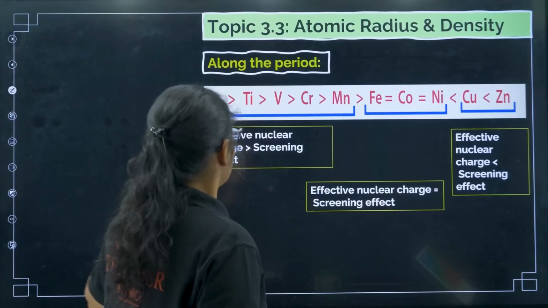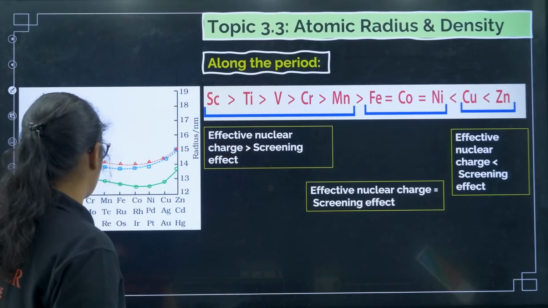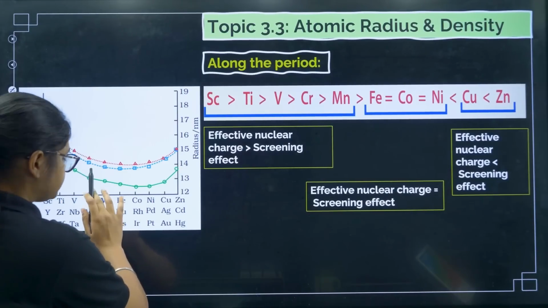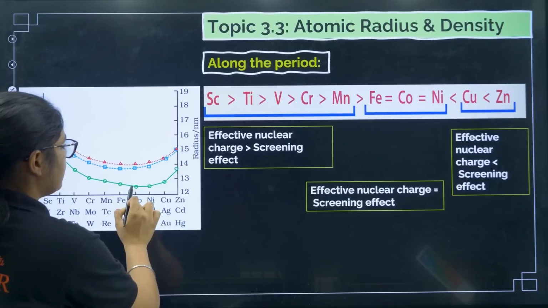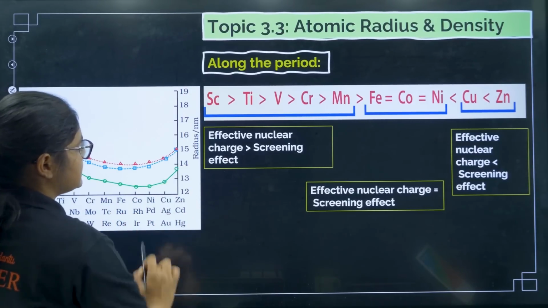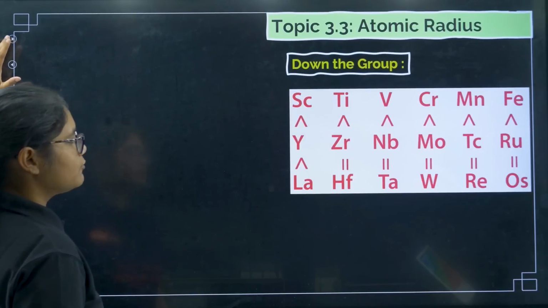Okay, fine. Next, you can see the trend here: we have scandium, titanium, vanadium, chromium, up to manganese, and the size is decreasing. Then we have iron, cobalt and nickel, which have almost a similar size. Then from copper to zinc it increases. Okay, fine. Next, down the group, what happens?